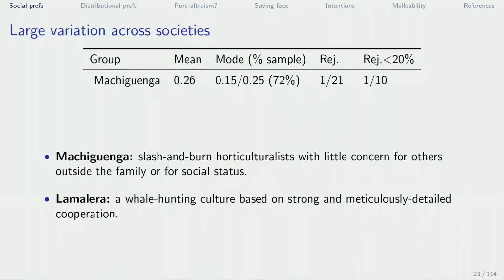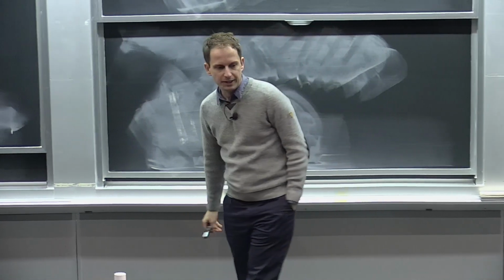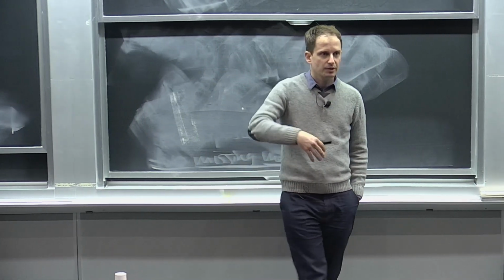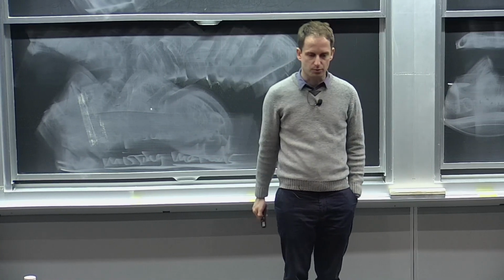In contrast, if you look at the Lamalera, the whale hunting culture based on strong and meticulously detailed cooperation, the mean offer is about 57%, and the mode is 50%. There are quite a few rejections, in particular rejections of small amounts. That's to say, there's an expectation of people cooperating, and if you are not playing by those rules, people are punished accordingly.